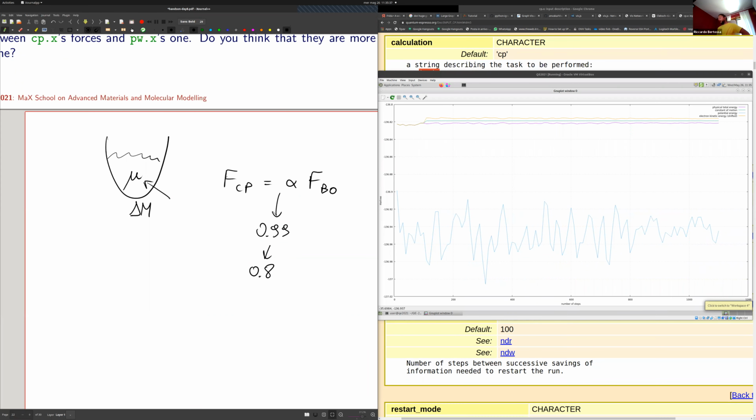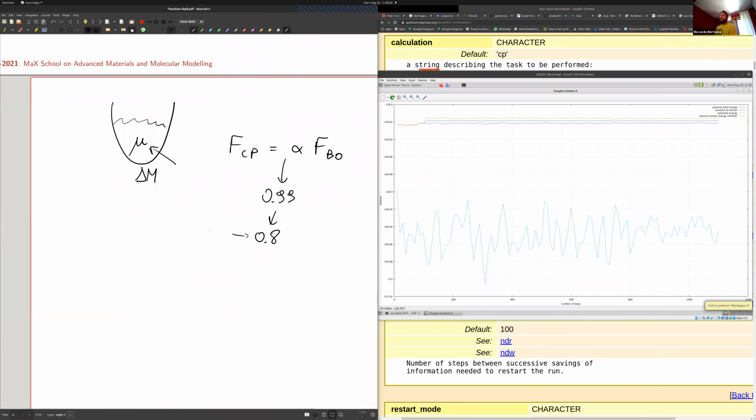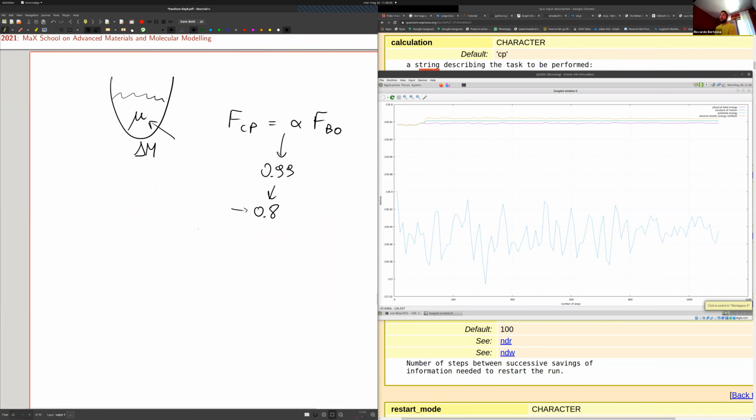If you are computing static properties of the system, those do not depend on the mass of the ions plus the electrons, let's say. But if you are computing dynamical properties like the diffusion coefficient, you have to be careful, because if you choose a mu such that the forces calculated by Car-Parrinello are off by a factor like this, you are computing wrong diffusion coefficients. So be aware of this fact.